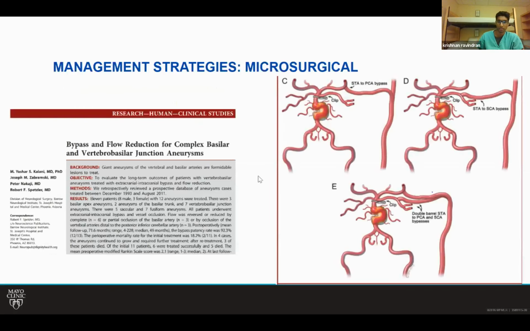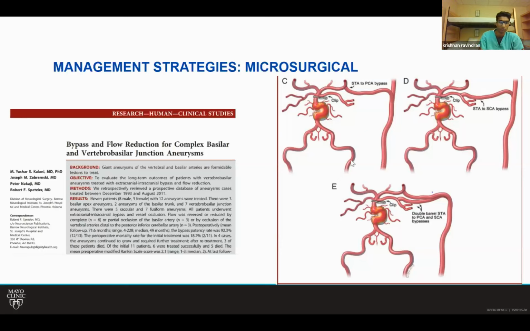Two recent series, one from Dr. Spetzler and one from Dr. Lawton, Dr. Spetzler's series being from about 12 years ago, have outlined their respective surgeons' experience with the use of clip reconstruction with bypass. This is Dr. Spetzler's series that he published in 2012. It's relatively small, comprising 11 patients, but it has a very nice diagram that illustrates his use of the PCA bypass.